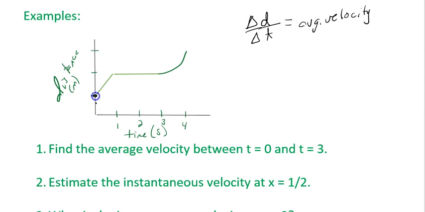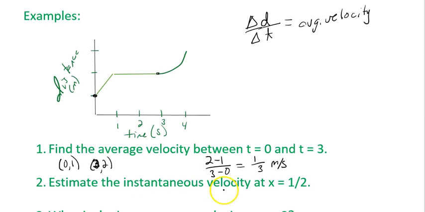At time 0, you're at 1, so you have the point 0, 1. At time 3, you're at 2, so you have the point 3, 2. And then your average velocity will be the slope between those, so y minus y over x minus x is going to give you 1/3. And since we know that our distance is in meters and our time is in seconds, we know this unit would be meters per second.